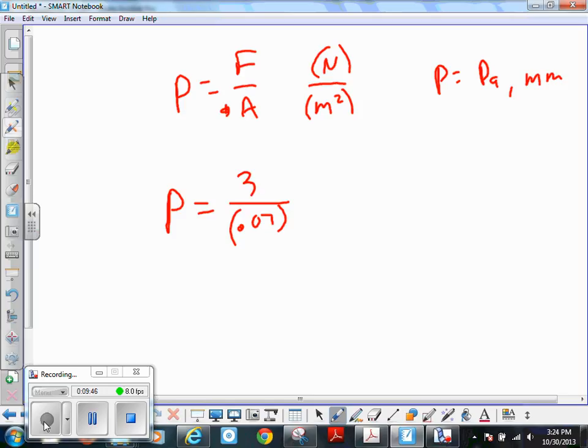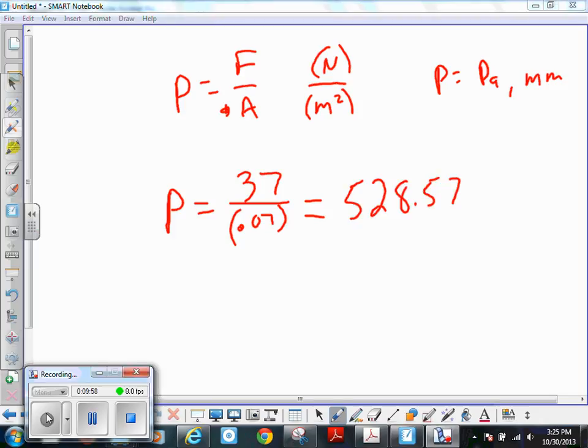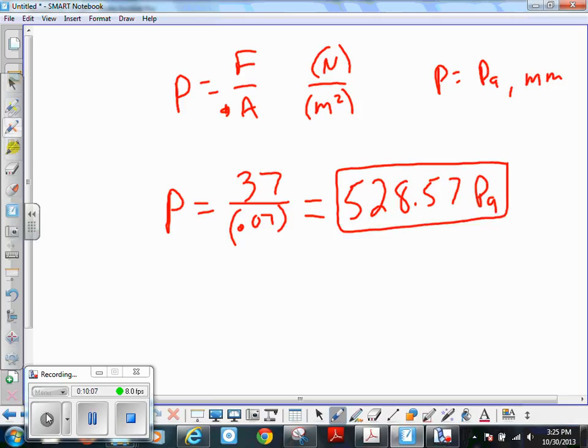So 37 newtons. And so we can figure out our pressure is 37 divided by 0.07, or the answer is 528.57 pascals. So, yeah, if you go back to where we were talking about pressure, we said pressure was newtons per meter squared or pascals.